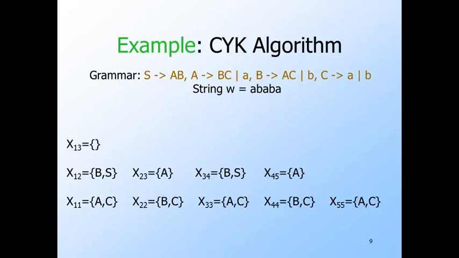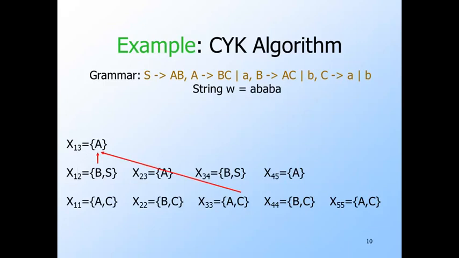Now let's start computing x13. A string of length 3 can be broken in two different ways, either a string of length 1 followed by a string of length 2 or vice versa. In the first case, k equals 1, and we must combine x11 with x23. x11 has A and C, while x23 has only A. The only bodies we can form from these are AA and CA. But no variable has a production with either of these as the body. Thus k equals 1 gives us nothing.